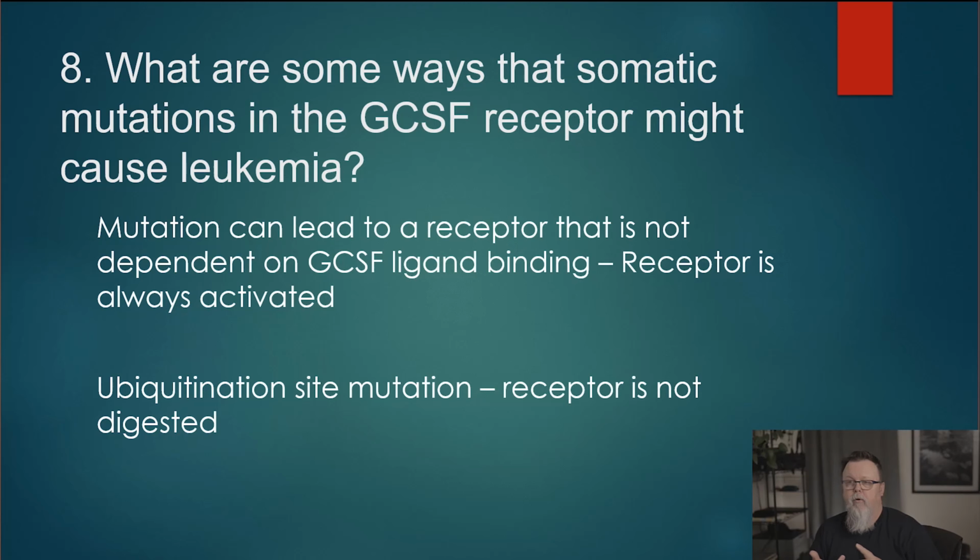And also, the GCSF receptor is removed from the cell membrane and digested via ubiquitin tagging. And if there's a mutation in the ubiquitination site, then that means that the receptor is not going to be digested. It's going to stay in the cell membrane.